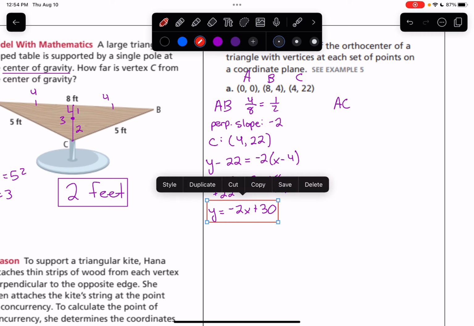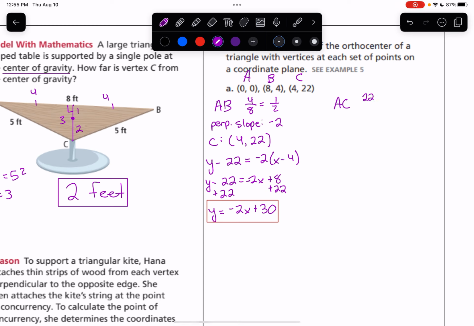Then I need to find the equation of the altitude to AC, which involves me first finding the slope of AC. Since A is 0, 0, the slope is going to be 22, my y coordinate, over 4, my x coordinate. And that's going to give me, let's see, 5.5. I think, let me check.